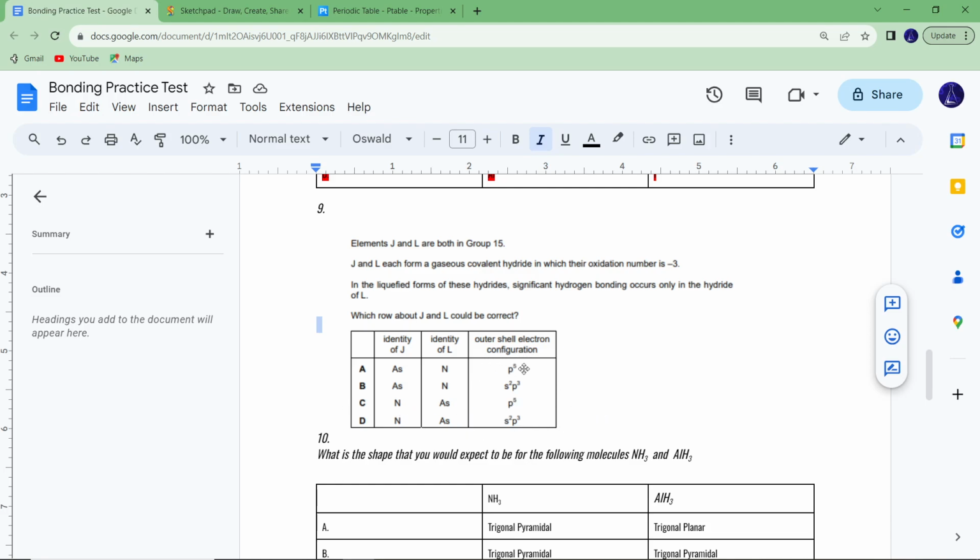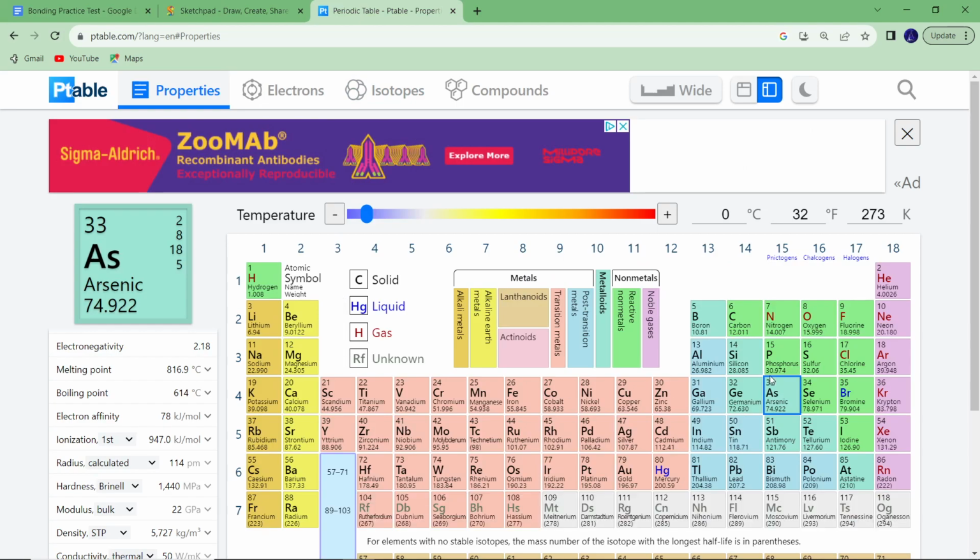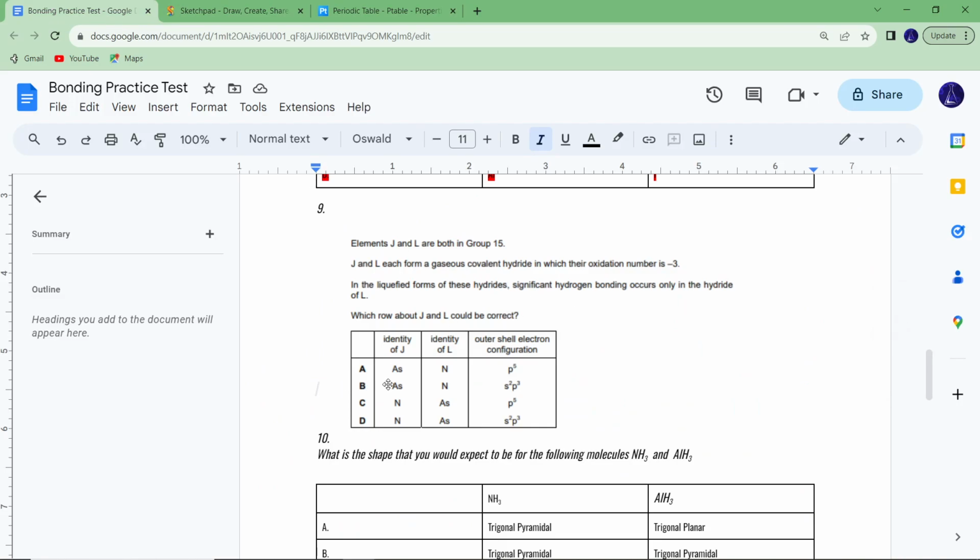Okay? Then it's asking for our outer electron configuration. And this, really, we could just look at the periodic table for this. We see that, hey, this is our outer shell. It has 1, 2 in this block right here, which we know is our S block. Then it has 1, 2, 3 in the P block, which means that we can safely say that the answer for this one should be B, because L has to be nitrogen, and it has 2 S's and 3 P's.